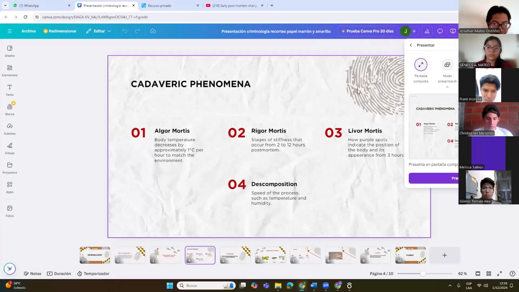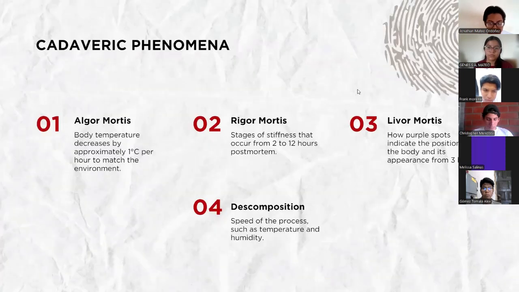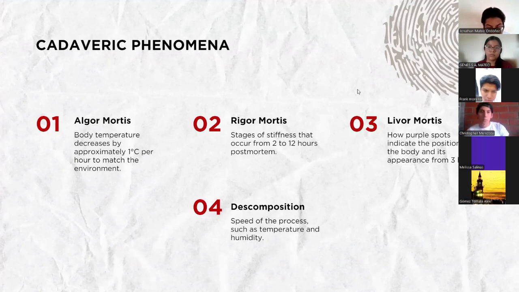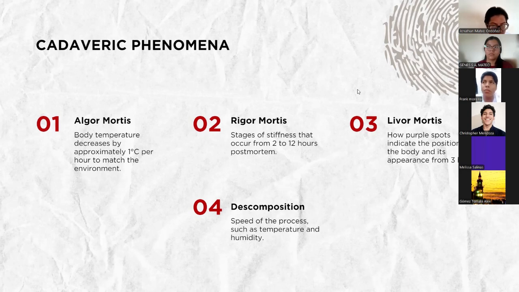Okay, guys, in decomposition, it's also important to mention that we have some stages. The first one is the fresh stage, where the body changes color, for 1 or 2 days. Swelling: the body swells and deforms from gases produced by bacteria. It takes 2 to 6 days. We have active decay, where soft tissue decomposes and a strong odor is produced, and it takes 5 to 11 days.